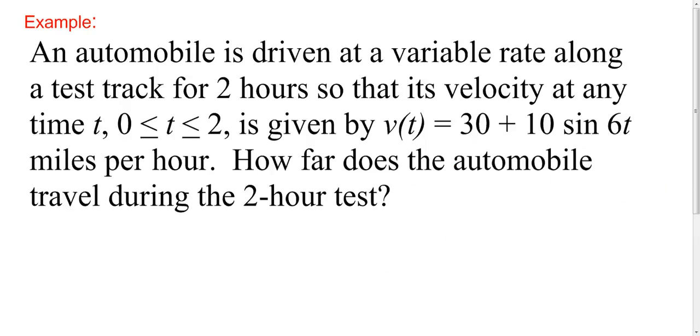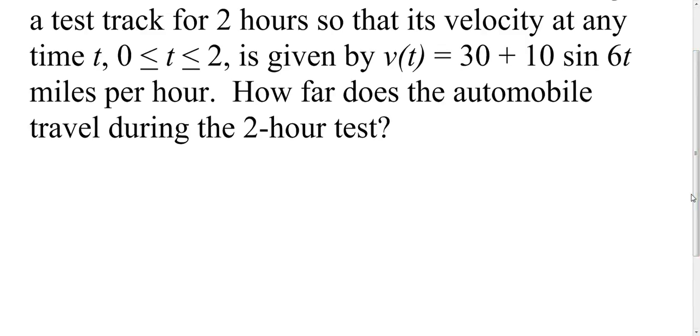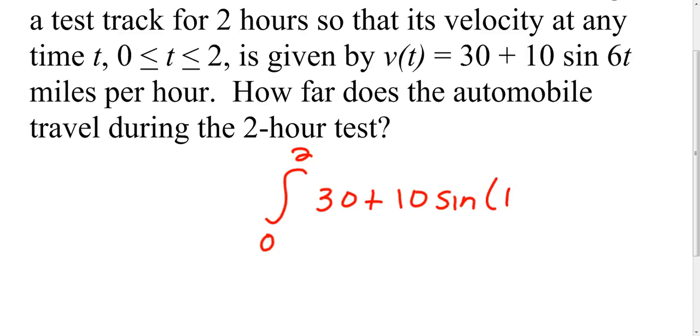All right. And then last, just kind of a problem in context so that you know what to do. An automobile is driven at a variable rate along a test track for 2 hours, but its velocity at any time t between the time 0 and 2 hours is given by the function 30 plus 10 sine of 6t miles per hour. How far does the automobile travel during the 2-hour test? Again, if you want to know how far an object moves, then you do integrals. Okay, so you're going to do the integral from 0 to 2 hours of the function 30 plus 10 sine of 6. I'm going to put x in there. Okay, and then I'll do dx.